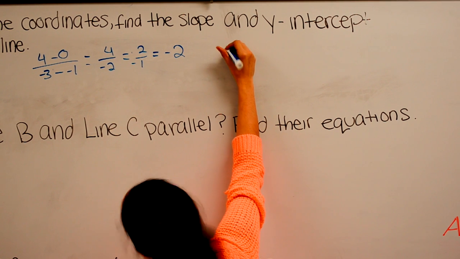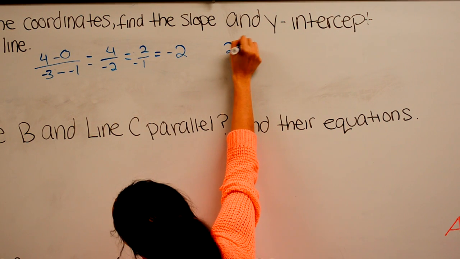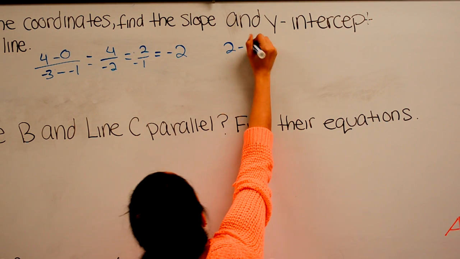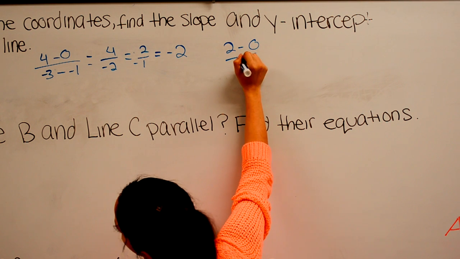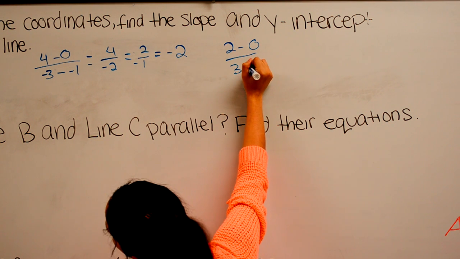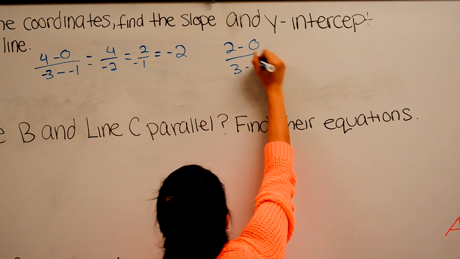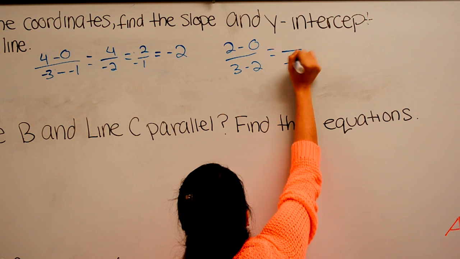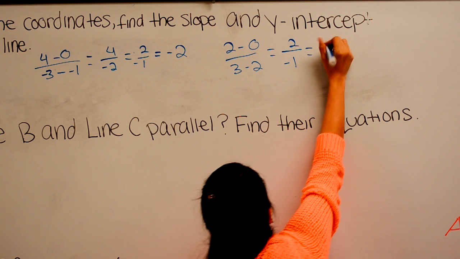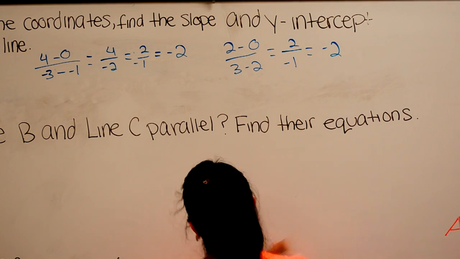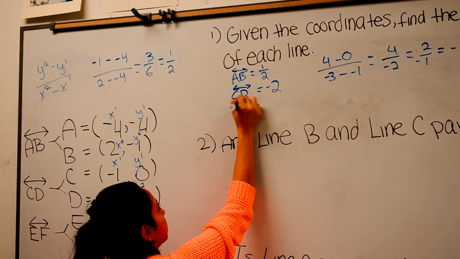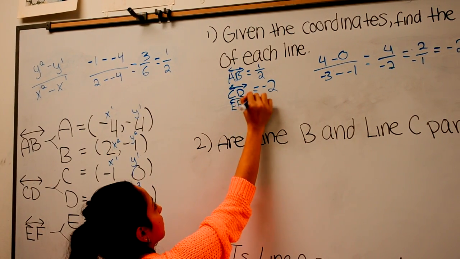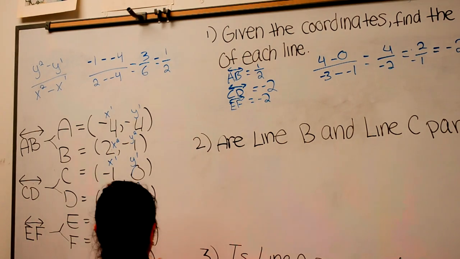Y2 is 2, Y1 is 0, X2 is 3, minus X1, which is 2. So the slope of EF is also -2.